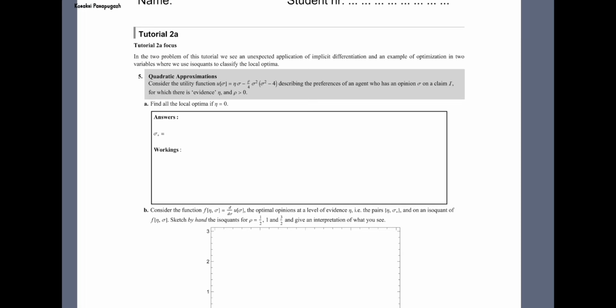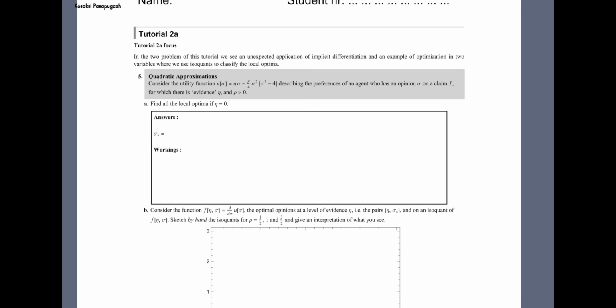Okay, today we're going to be looking at tutorial 2A. There's two problems in this tutorial. In one of them we see an unexpected application of implicit differentiation, and then the second one is an example of optimization in two variables where we use isoquants to classify the local optimum.